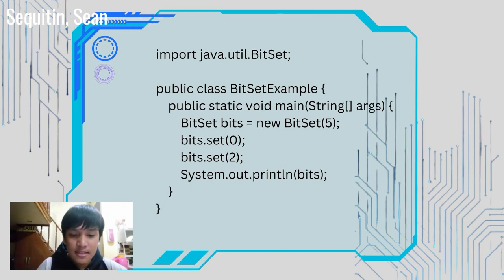As you can see, this is an example code of BitSet. Now I'll explain it step by step. First, creating a BitSet. Here we can create a BitSet with an initial size of 5. However, BitSet can grow dynamically as needed. Second is setting bits. We set the bits at index 0 and 2 to 1. And third is printing the BitSet. This outputs {0, 2}, meaning bits at index 0 and 2 are set to 1, while all other bits remain 0.